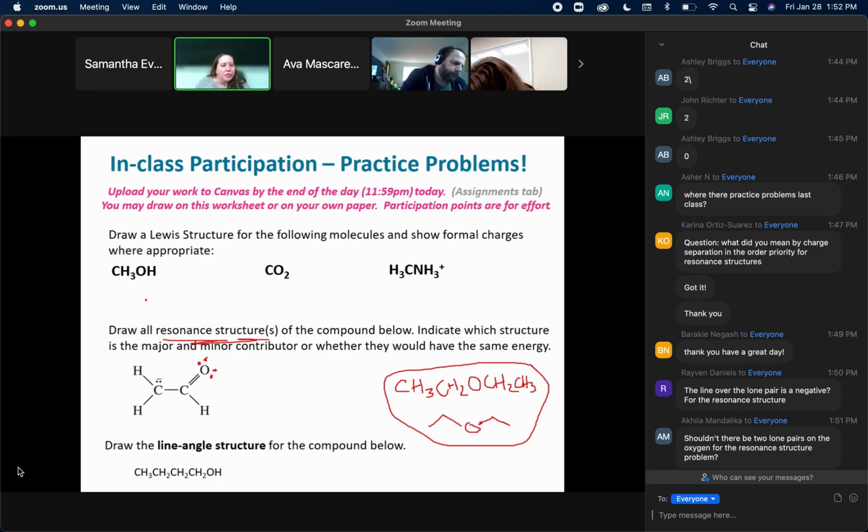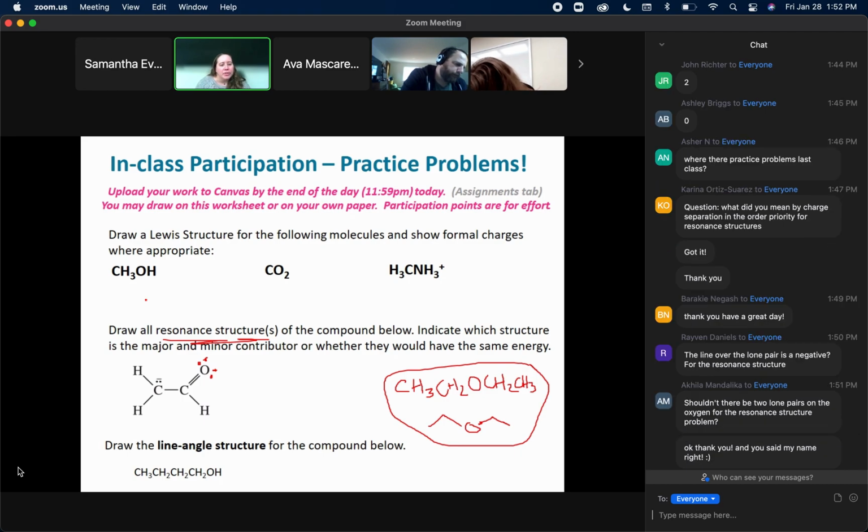Raven asked, the line over the lone pair is negative for the resonance structure. Yes, Raven, that's right. That line over that lone pair is a negative formal charge, and that should make sense because carbon has a valence of 4. So if we have the valence of 4 minus the 5 things that are around it, then we have a formal charge of -1. And Akila, you're welcome.